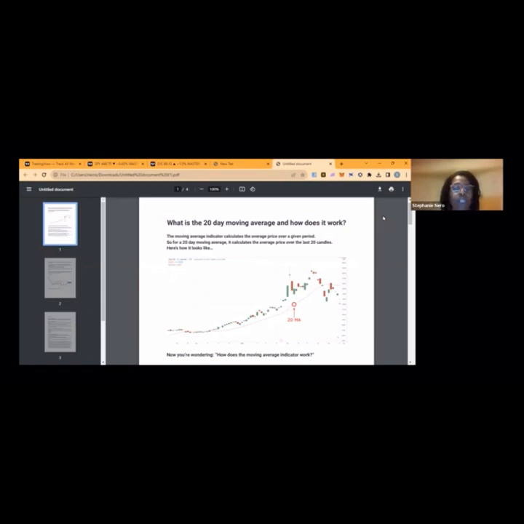The moving average indicator calculates the average price over a given period. So for a 20-day moving average, it calculates the average price over the last 20 candles. And this is a layout of a chart. It's pointing to your 20-day moving average, which is the red line running along your bars as your price action is taking place through the course of the day. This particular asset is Tesla.